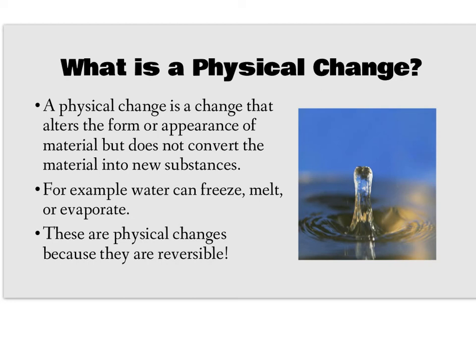A physical change is a change that alters the form or appearance of a material, but does not convert the material into new substances. So, for example, changing from a solid to a liquid to a gas to a solid. In the example of water, water can freeze, become a solid, melt, become a liquid, or evaporate and become a gas or water vapor. These are physical changes because they're reversible. The water can go back and forth.